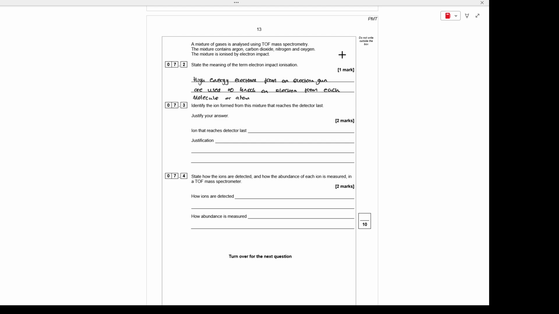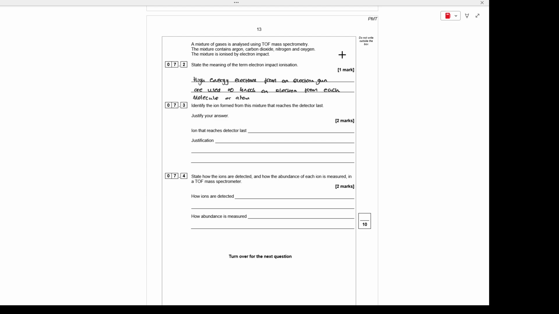Now they want us to identify the ion formed from this mixture that reaches the detector last and justify the answer. So remember, in the spectrometer, all the ions have the same kinetic energy. So the one that gets to the detector first is going to be the one with the lowest mass, and the one that gets there last is the one with the largest mass.